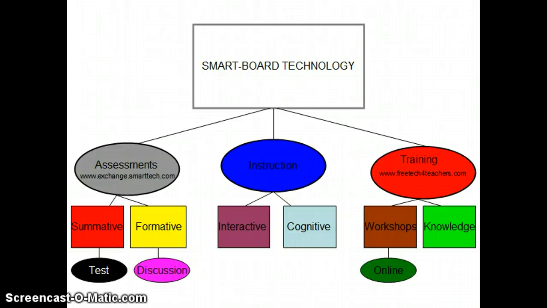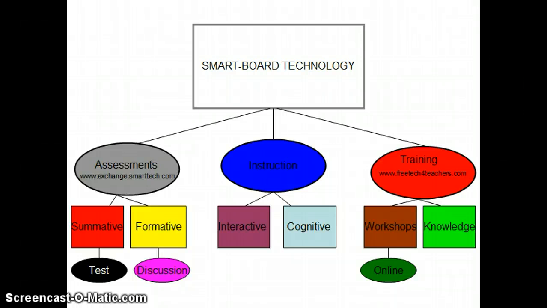This next slide shows some more subheadings. Under summative, I have the subheading test. Summative is all about testing what you've learned, and administering tests to evaluate that learning. I chose the color black for tests because I expect myself to be grading all my students' papers using black ink.